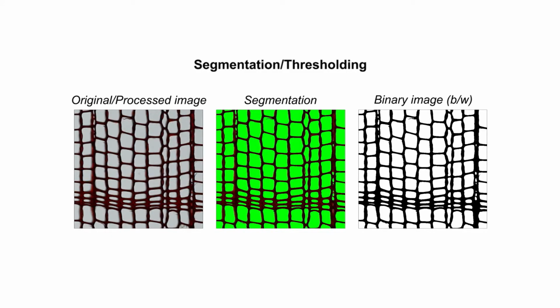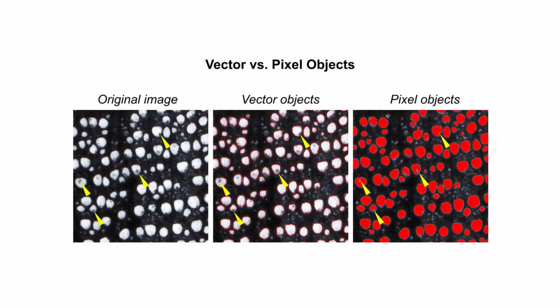Next comes segmentation, or thresholding. This means that a black and white image is created that allows us to distinguish between target and non-target structures. The segmented image is the basis for quantifying the anatomical features, in this example, tracheid lumina. Representing the anatomical features as vectors instead of pixels is usually better, because irregularities can be corrected more easily and the results are given in a subpixel resolution.